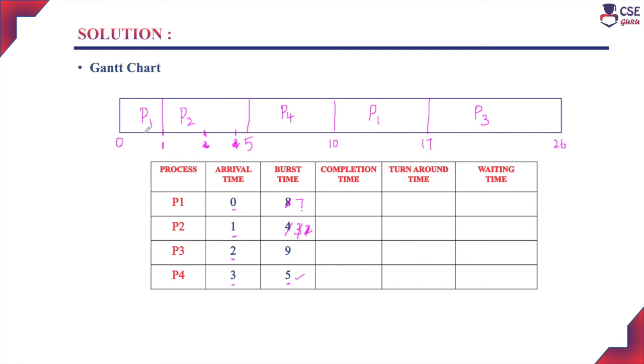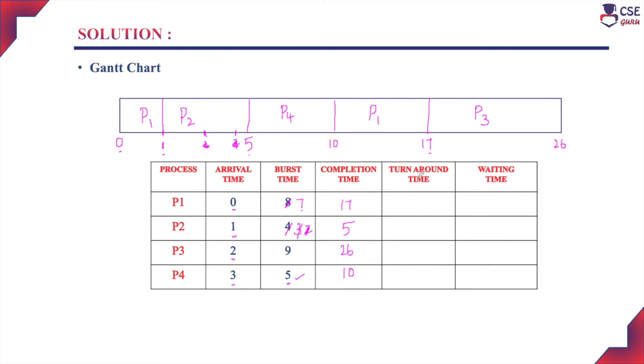If you are considering the Gantt chart, the starting time is the left side value and the completion time is the right side value. For process P1, the starting time is nothing but 0 here. But when it has completed its execution, that is 17 millisecond. So process P1 completion time is 17. Process P2 completion time is 5. Process P3 completion time is 26. Process P4 completion time is 10 millisecond.